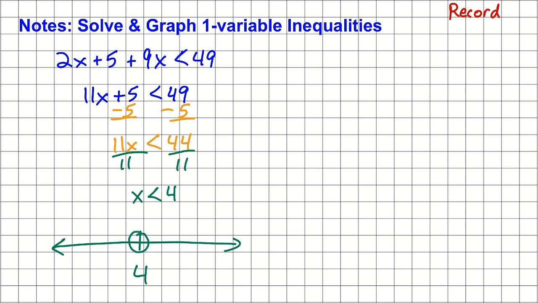And now I'm going to do a test point. So my test point is going to be, I'm going to pick 0. I almost always pick 0. So test point is 0 less than 4. So I just plugged in 0 for the x. And 0 is less than 4. So 0 is over here. So that means that 0 has to be shaded. So we shade this direction because it came out to be true when we did the test. So I plugged 0 in. It came out to be true. So we have to shade in that direction.